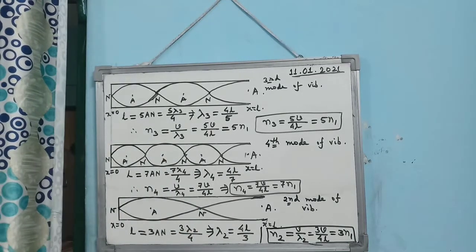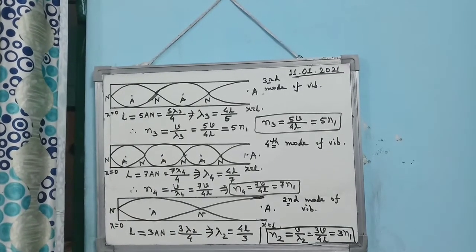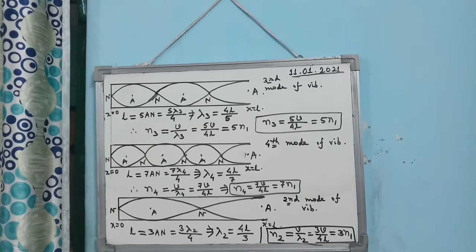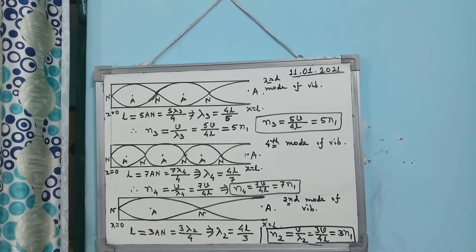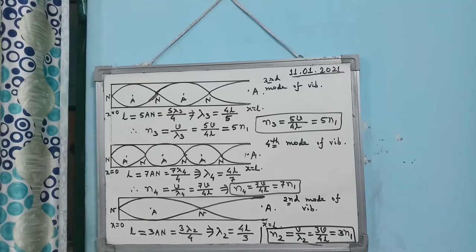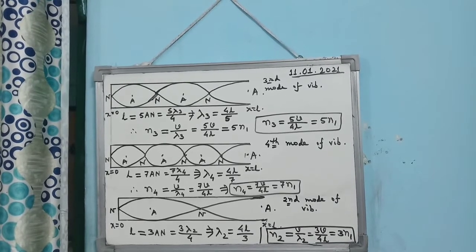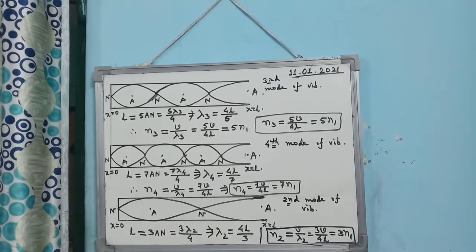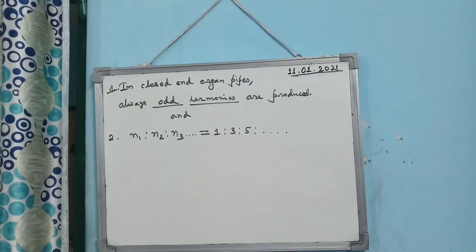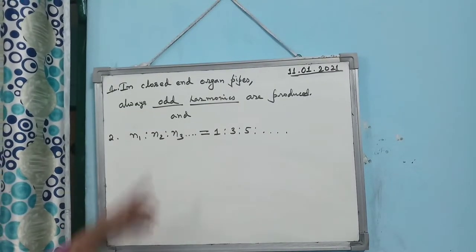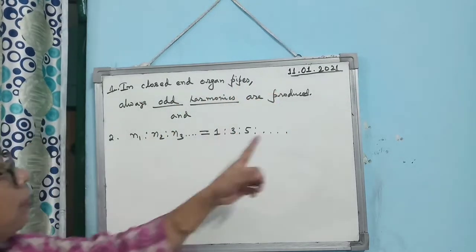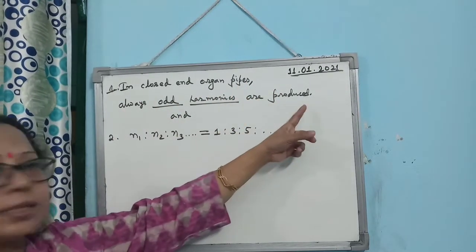Okay, so let us write down the result of the discussion. You must practice the way I have written and drawn the diagram. Exactly in the same manner you must practice the derivation, because the derivation is important for your exam. So what is the result of the previous discussion? That in a closed end organ pipe, always odd harmonics are produced.